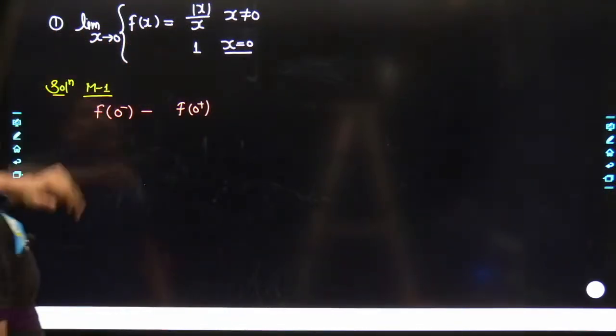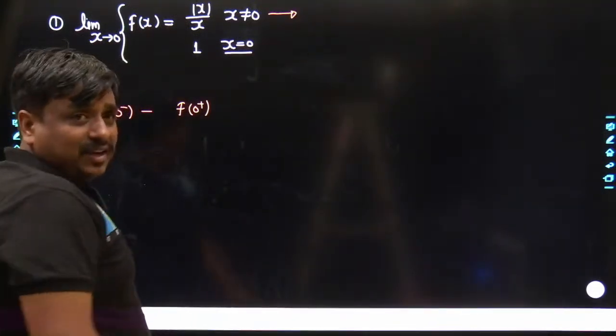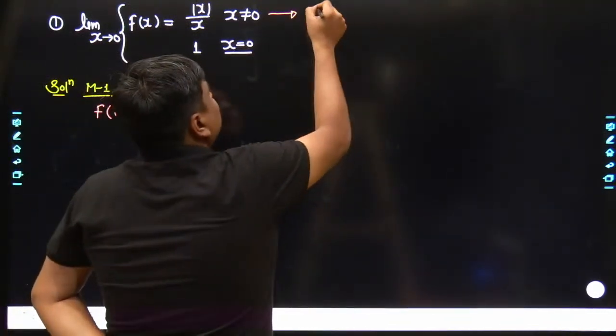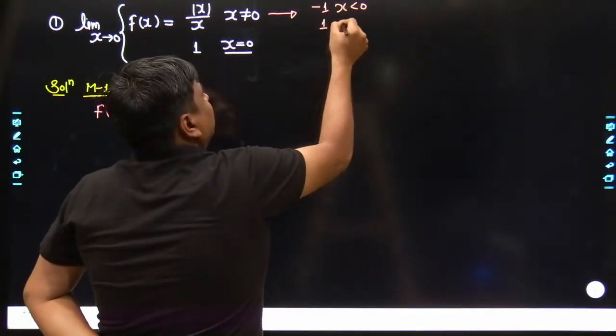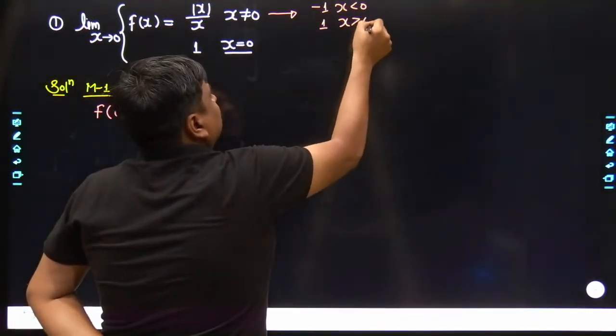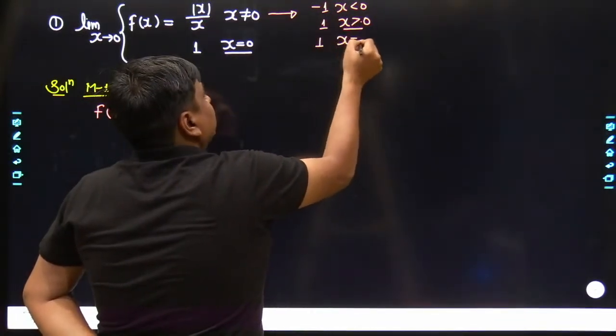As far as f of x, which is written as mod of x divided by x, is concerned, it is a signum function, defined as minus 1 for x less than 0 and defined as plus 1 for x greater than 0, and the worth is precisely 1 at x equal to 0.